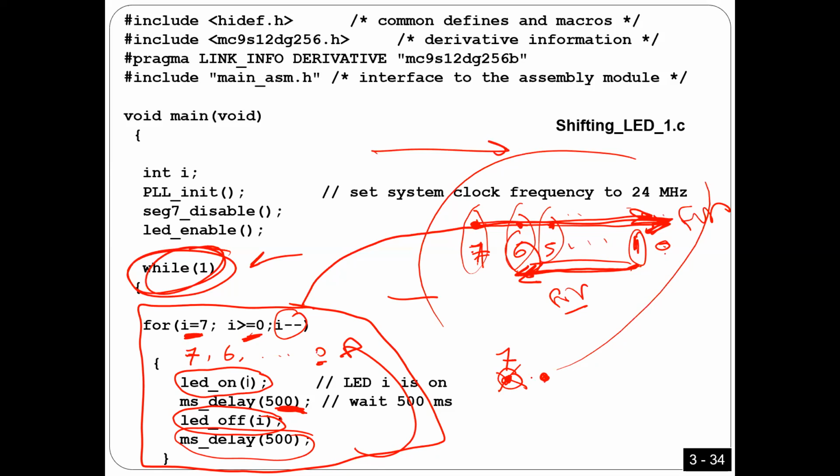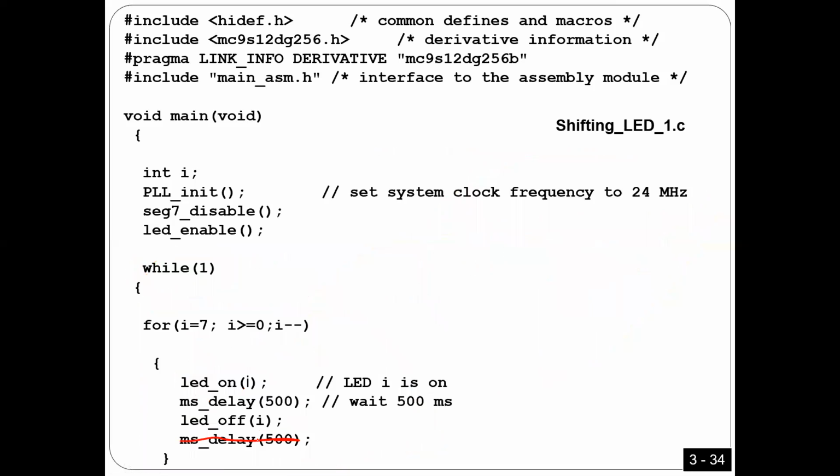Next iteration, I'm going to work on LED number 6. I'm going to turn it on for half a second, and then I'm going to turn it off. Then I'm going to wait half a second, and then I'm going to come to here. I want you to run it, guys, and see how it works. It depends on what pattern you want to generate, but maybe you can get rid of this delay. You got what I'm saying?